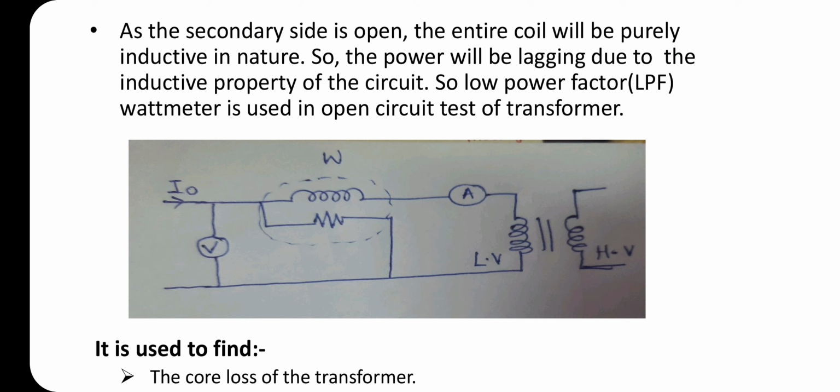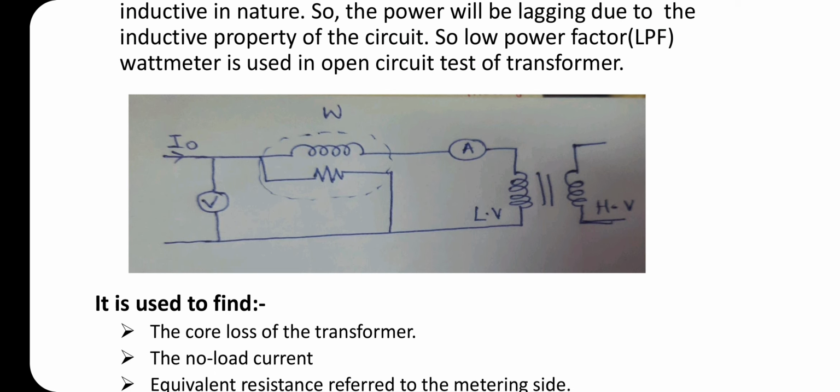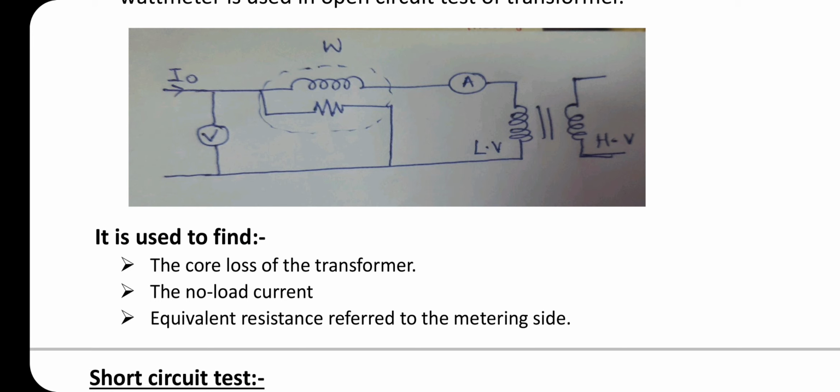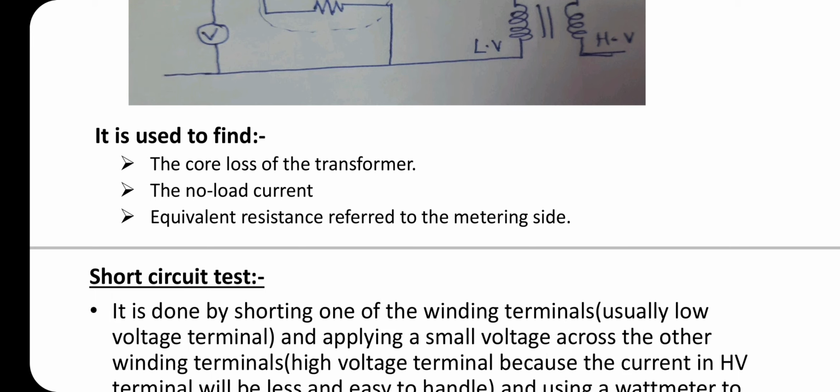As the secondary side is open, the entire coil will be purely inductive in nature. So the current will be lagging due to the inductive property of the circuit. So a low power factor wattmeter is used in the open circuit test of a transformer. It is used to find the core loss of the transformer, the no load current, and the equivalent resistance referred to the metering side.